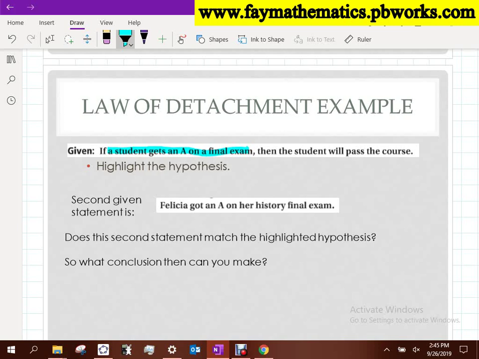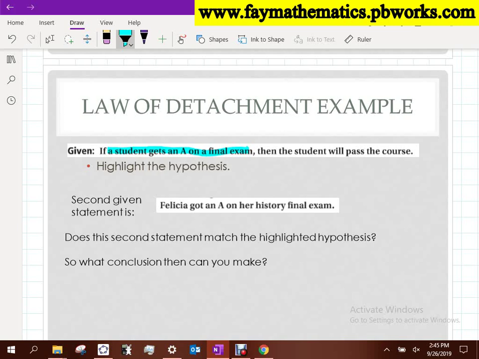Okay? Meaning that the one I highlighted can't have any extra components that the one in the second statement has, or vice versa. Okay? But would you agree that Felicia is potentially probably a student? So there's a one-to-one thing. Okay? And it doesn't have to say a student. You just put that person's name. She gets an A on her history final exam. Now, the one I've got highlighted doesn't say it's got to be a history final exam. It just says it's got to say final exam, right? But would you agree that those two ideas match?